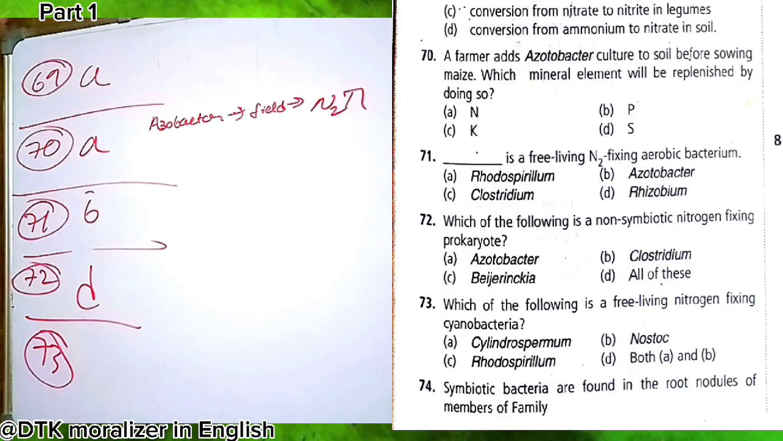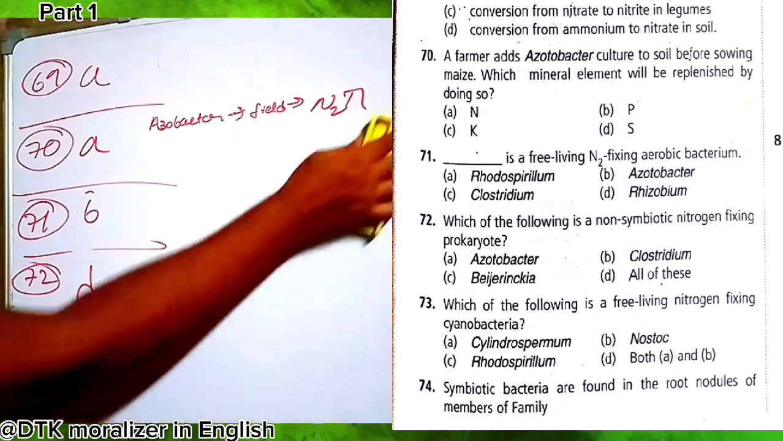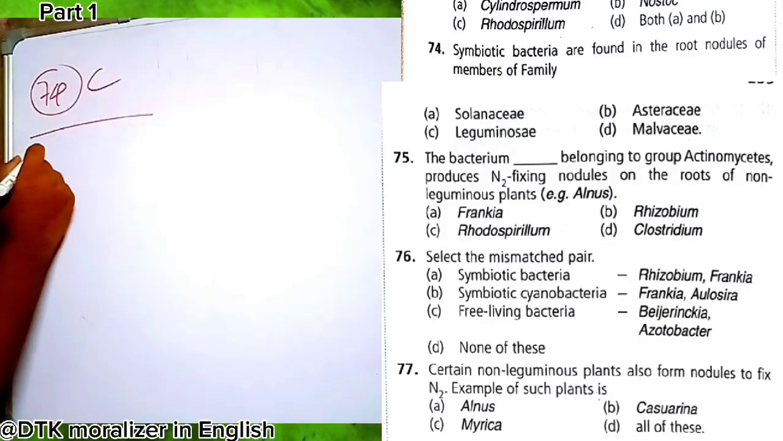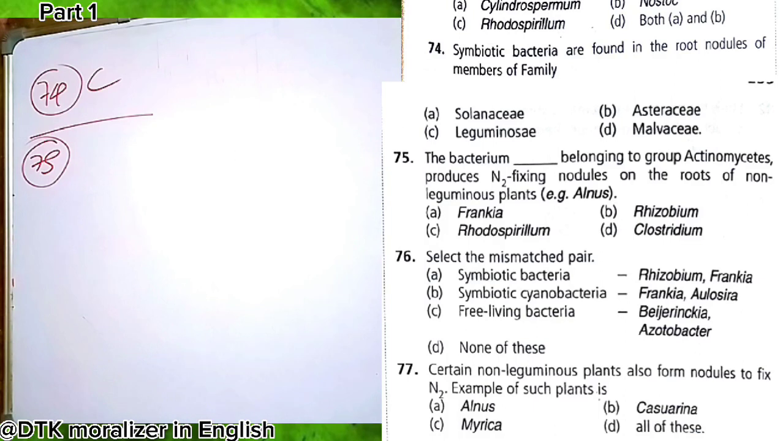Question 73. Which of the following is a free living nitrogen fixing cyanobacteria? Cylindrospermum, Nostoc, Rhodospirillum, both A and B. Here Cylindrospermum and Nostoc are cyanobacteria. So option D. Now question number 74. Symbiotic bacteria found in the root nodules of members of family Solanaceae, Asteraceae, Leguminosae, Malvaceae. Leguminosae, option C.